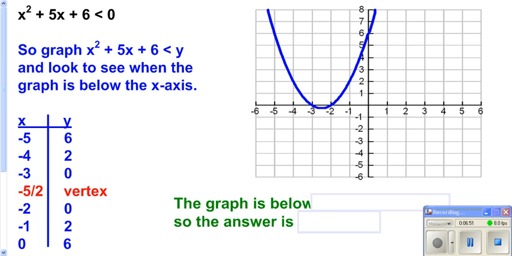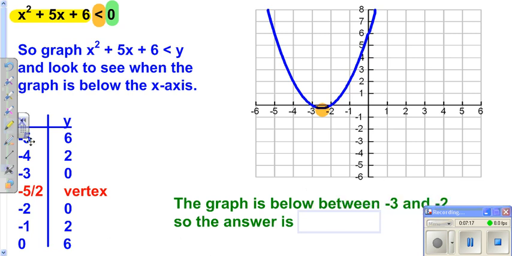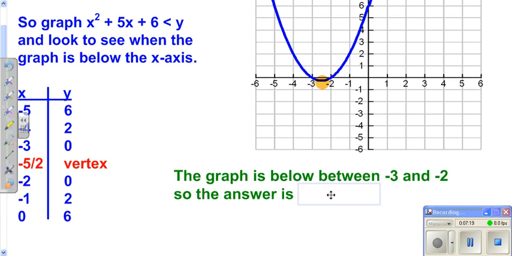Now, we're wondering, when is your parabola here less than, meaning below 0? So when is your parabola below the x-axis? Well, it's only below in this small part right here, in between your -3 and your 2. So it's only below between -3 and 2. Well, we would write -3 to 2 as an inequality, meaning -3 is less than x is less than 2.